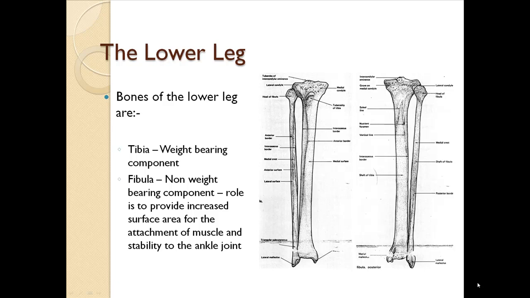For the fibula, the main features are the head of the fibula superiorly, the anterior border, and the interosseous border, which links the interosseous membrane between the fibula and tibia. There are various crests and surfaces also on the fibula which lead down into the lateral malleolus.